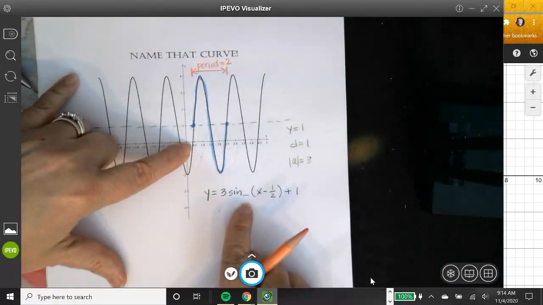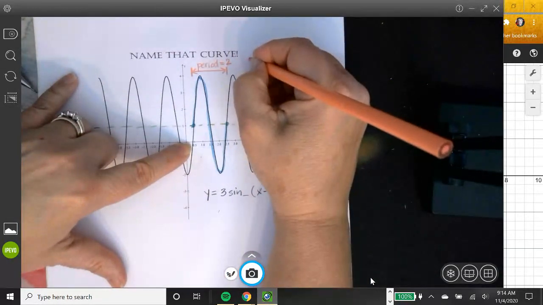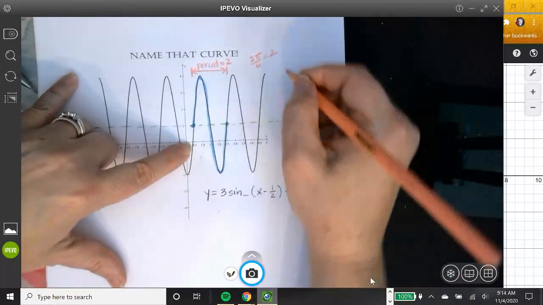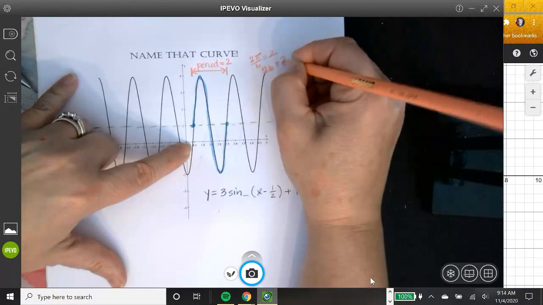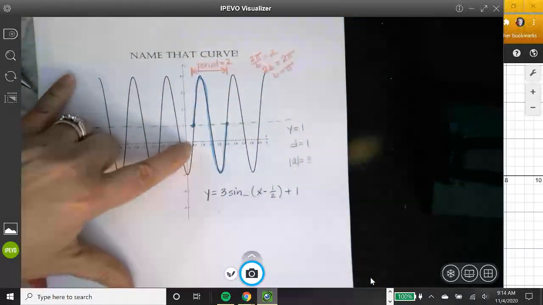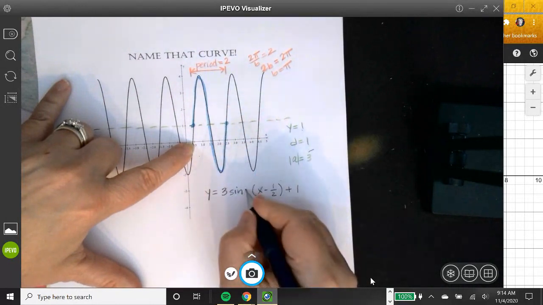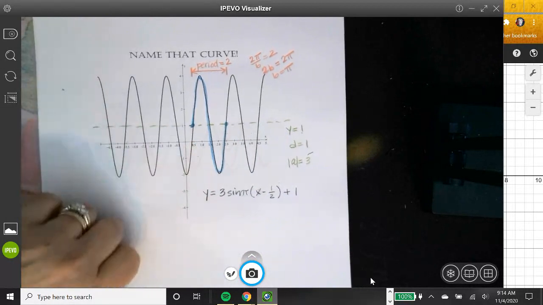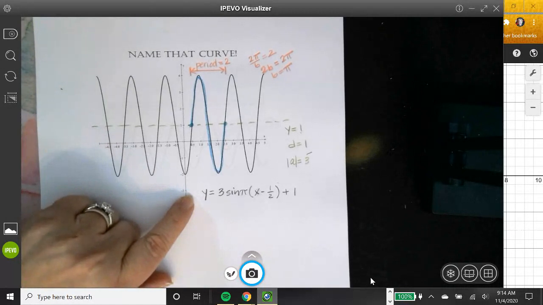But I need what b is. So how do we calculate that? Well, we say, okay, the period has to equal 2 pi over b, which equals 2, right? So I'm going to cross multiply and get 2b equals 2 pi. B has to equal pi. And so that's what goes here. I can erase this now and put pi. And there's my equation.